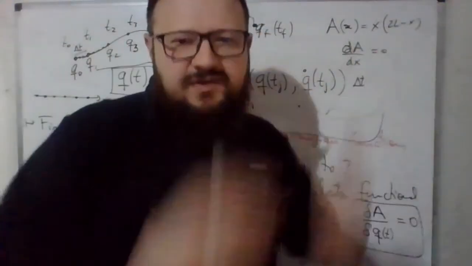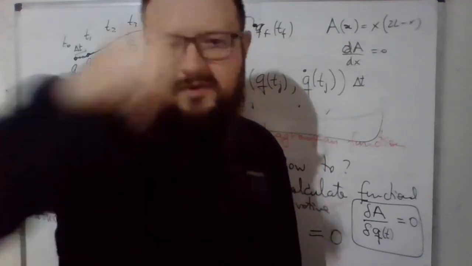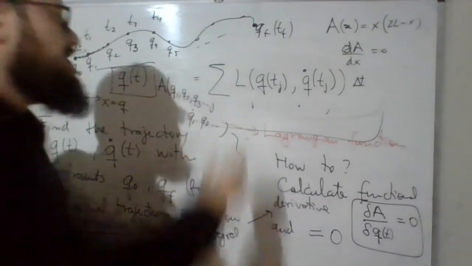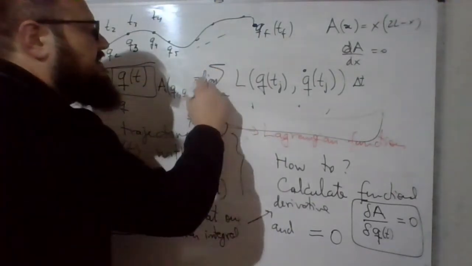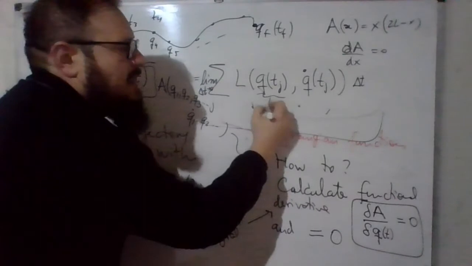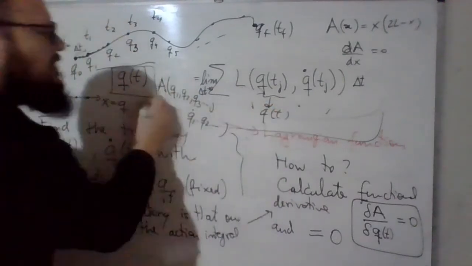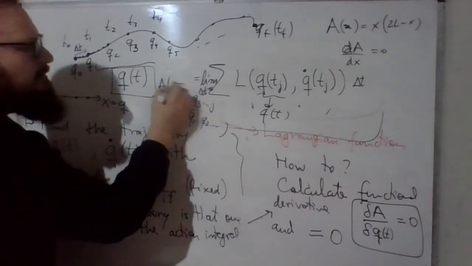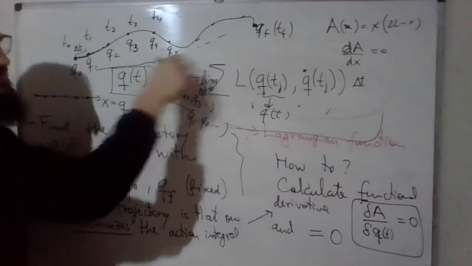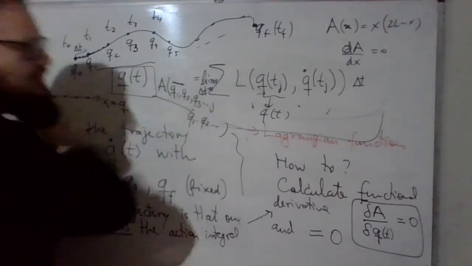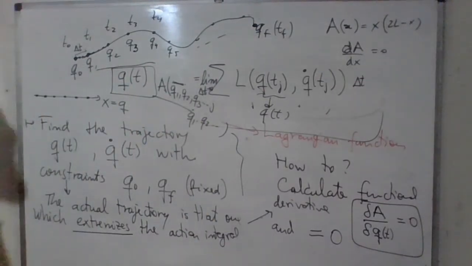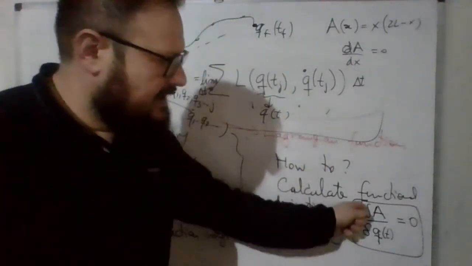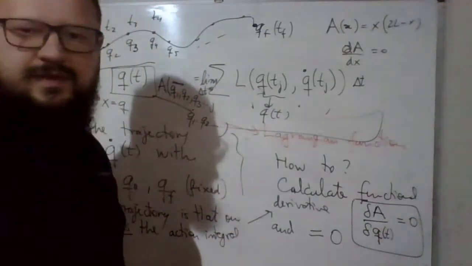So you will find out a set of equations which will produce the correct trajectory. But in the limit, when we take the limit delta t going to 0, this becomes a function, and this becomes a functional, because from q1 to q2 there are many other variables in between. It becomes a continuous parameter, a continuous variable, and you have a functional. So you need to calculate a functional derivative here.